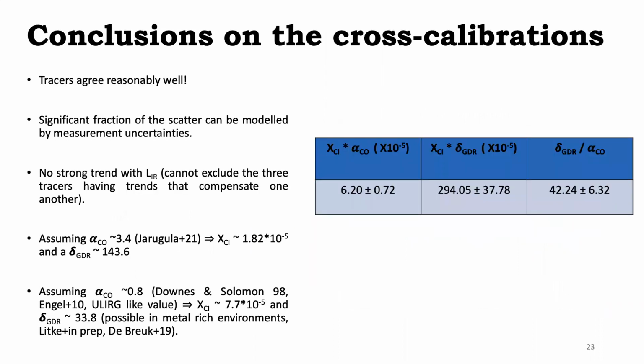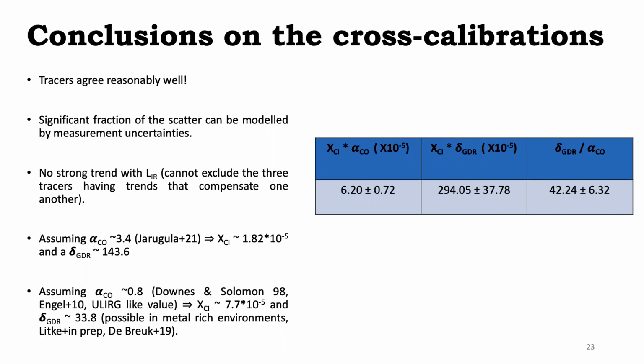So basically, we don't really see a strong scatter in all these three relations, and whatever scatter we see can be reproduced by measurement uncertainties, which means the tracers do agree reasonably well. For all these three tracers, we don't see a strong trend with LIR, but however, let's say all the tracers have the same sort of trend, it could be compensated because we're still using a product of them. And let's see what the tracer values are with two different scenarios of alpha CO.